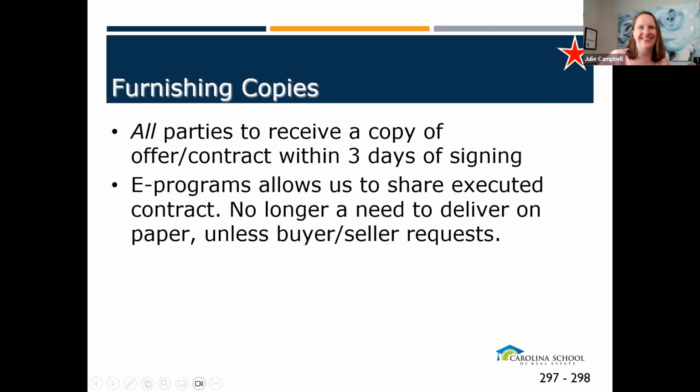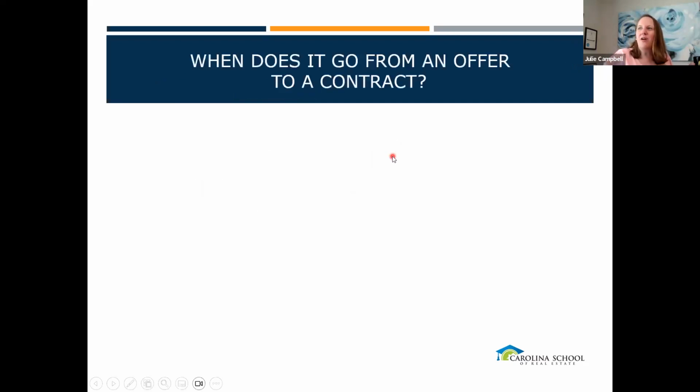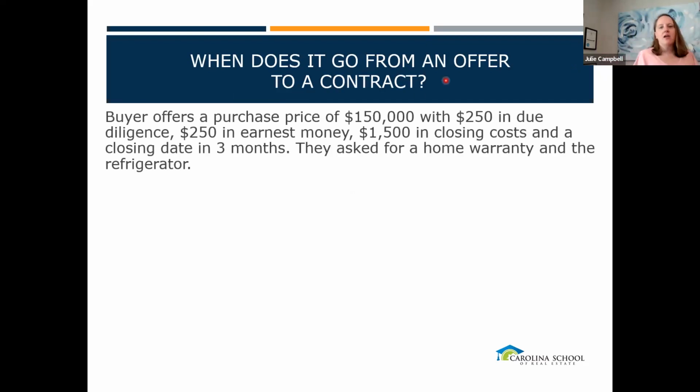Don't worry. Okay, so we're going to walk through this magic moment in time when it goes from being an offer to a contract. Buyer offers a purchase price of $150,000 with $250 in due diligence, $250 in earnest money, $1,500 in closing costs, and a closing date in 3 months. They've asked for a home warranty, and of course, they want the refrigerator. At this point in time, shake your head yes or no: are we under contract?